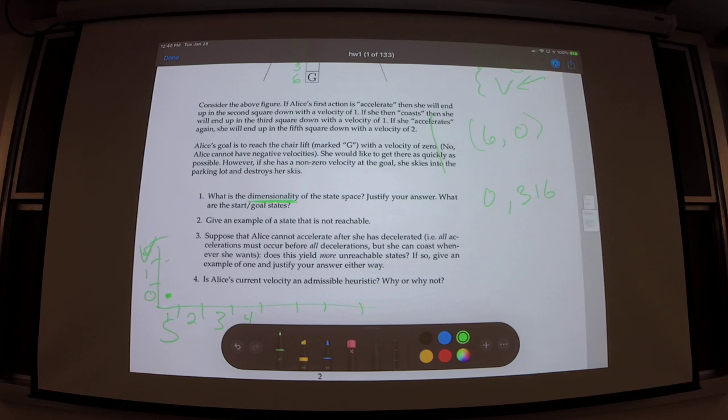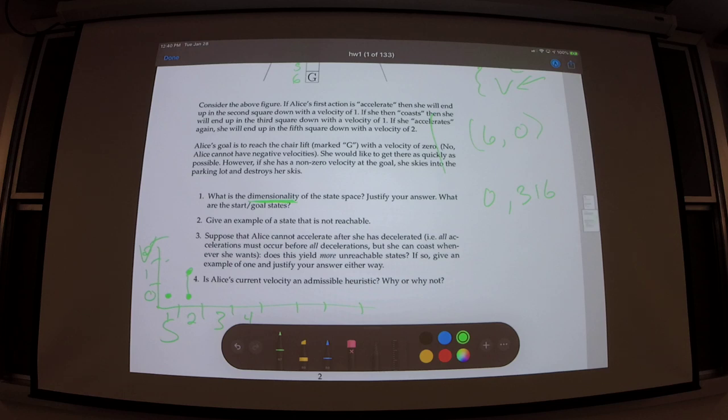I can accelerate by 1 and then move, right? So that would put me in position 2 with a velocity of 1. Can I get to position 2 with a velocity of 0 from the start state? Yes, with 1 action. But I can with 2, right? So I could then decelerate from here, which just kind of plants me in position two.